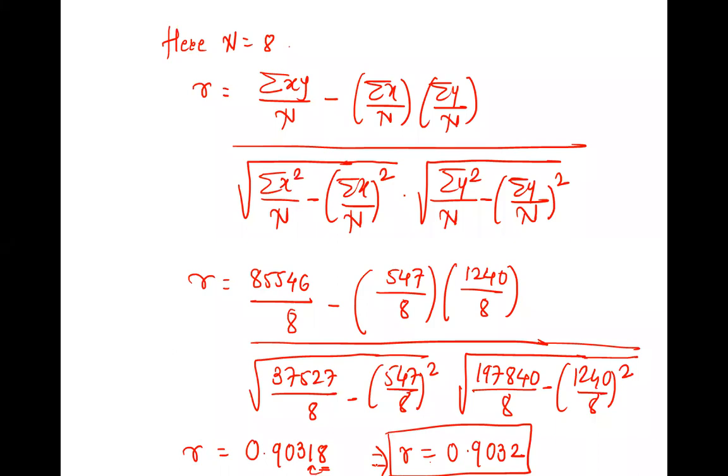R is done. Next, lines of regression we have to find. So we'll go with that. Here I'm giving the heading lines of regression, or you can just say regression lines. Lines of regression or regression lines. The first line, regression line.